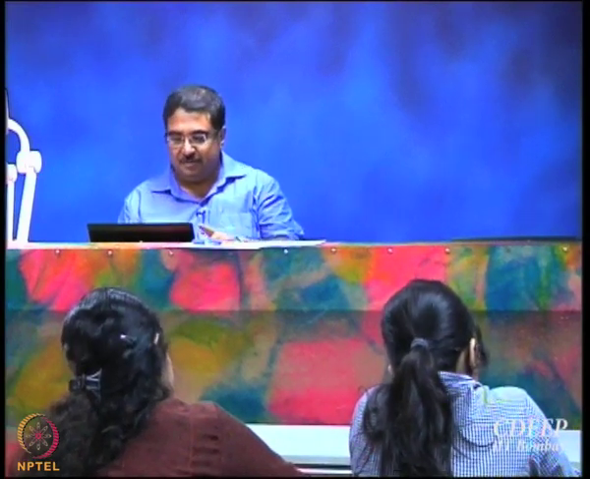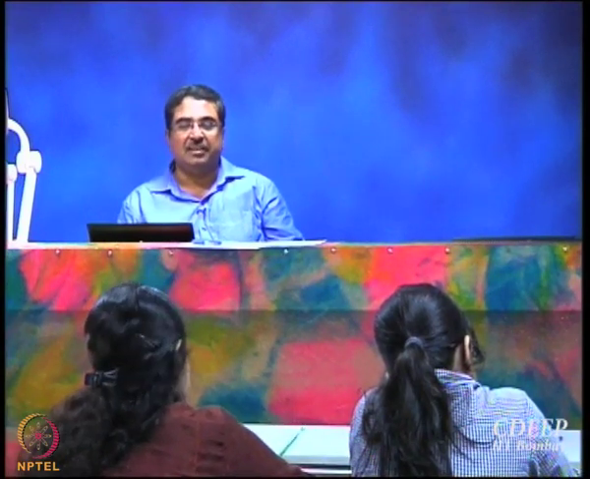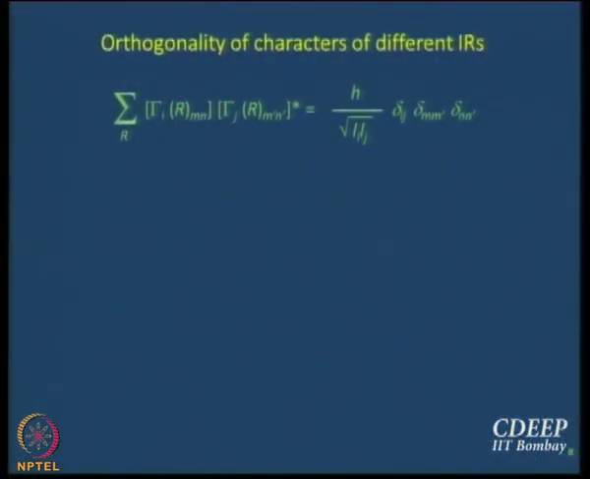Now, number 3 is the orthogonality of characters of different IRs. Once again, you go back to great orthogonality theorem, and then we will see after midsem how, in fact, even now we can do it. It's just that I want to get somewhere, so I don't want to spend too much of time here at the moment. So you can prove that sum over R, chi IR, chi JR, that is going to be equal to 0. We will derive this more formally when we come back after midsem.